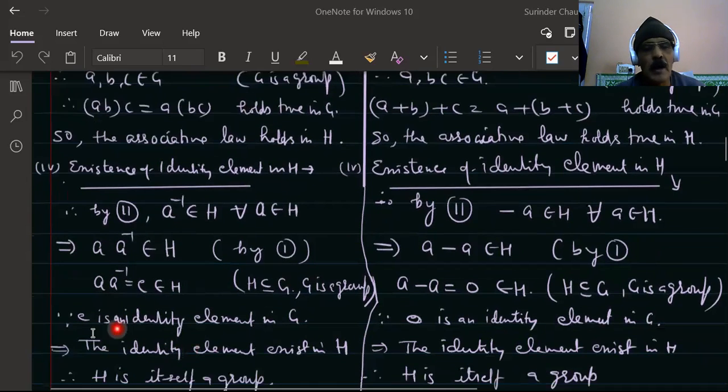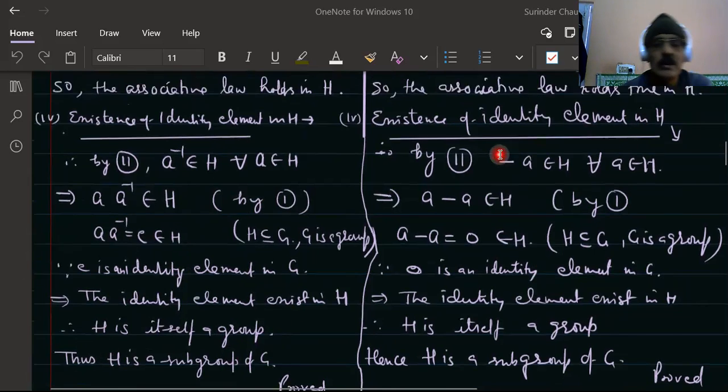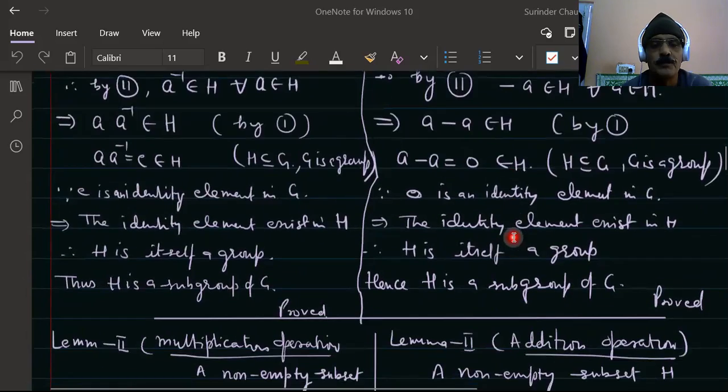This e is the identity element of G, and this is the element e of H, and H is itself a group. H is a subset of G, and H satisfies all the four axioms: closure, inverse element, identity element, and associative law. Therefore, H is a subgroup. Similarly, you can prove it for the binary composition addition.